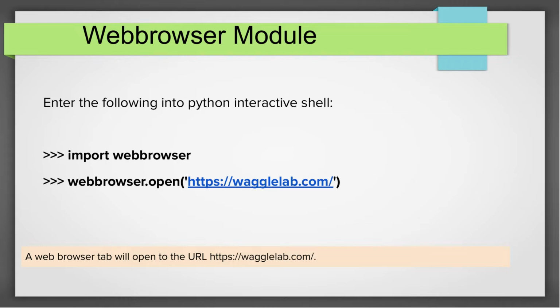So you can type webbrowser.open https://wagglelab.com/. This Python script will open the URL https://wagglelab.com with the default web browser of the user's computer.